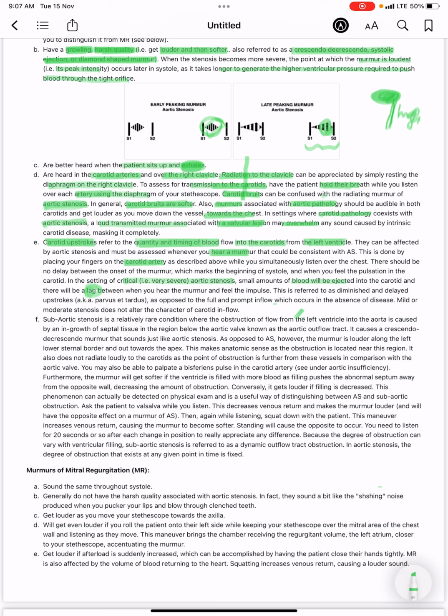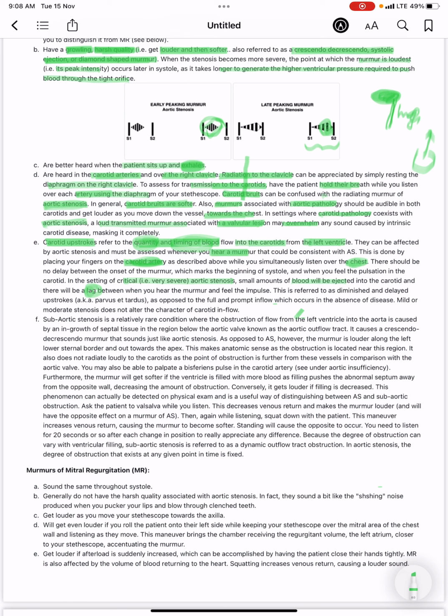Carotid upstroke refers to the quantity and timing of blood flow into the carotids from the left ventricle. It can be affected by aortic stenosis and must be assessed whenever you hear a murmur consistent with aortic stenosis. How to assess this? By placing your fingers on the carotid artery while you simultaneously listen over the chest.